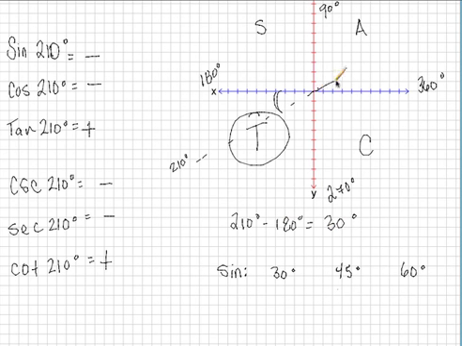Let's go ahead and draw our 30-degree angle approximately up in the 1st quadrant. So that's the angle that we're going to be working with to find the numbers that go with all of these trig functions.